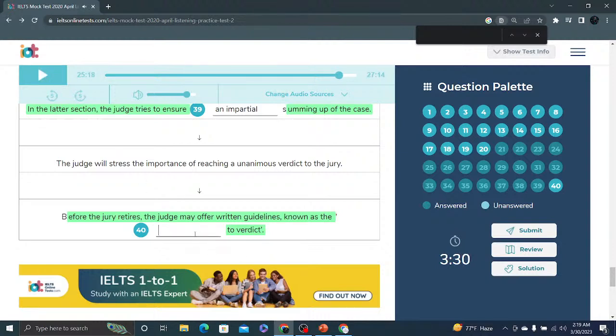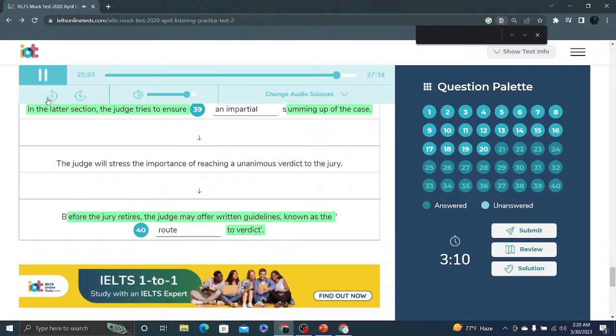Okay, I hope you got the answer. As it was saying, the judge would first issue the jury with a written document entitled a route. So, a route would be the answer. Let me put it: R-O-U-T-E, route. Okay, let's listen once again.